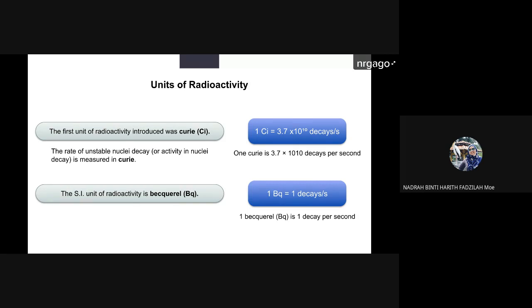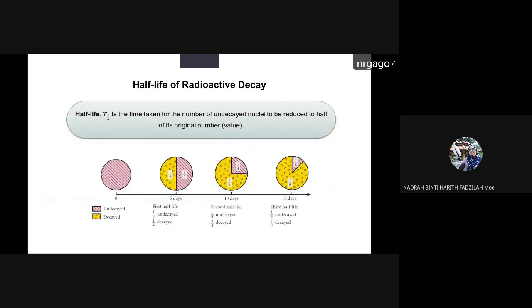Okay, so let's take a look at how, tadi ada yang tertanya-tanya macam mana, what is the methodology used to conduct carbon dating. So the concept used to do carbon dating is the half-life. So the term half-life is the term to describe the time taken for the number of undecayed nuclei to be reduced to half of its original number.